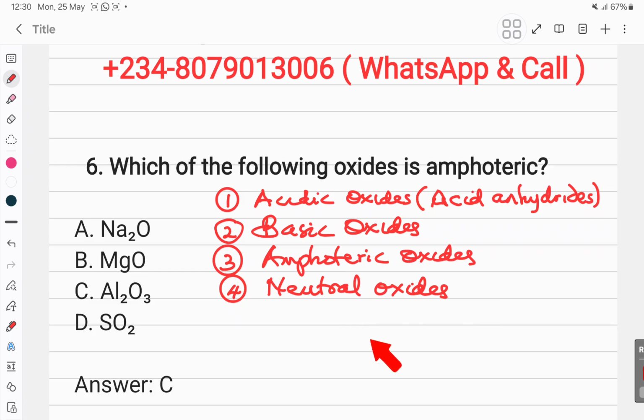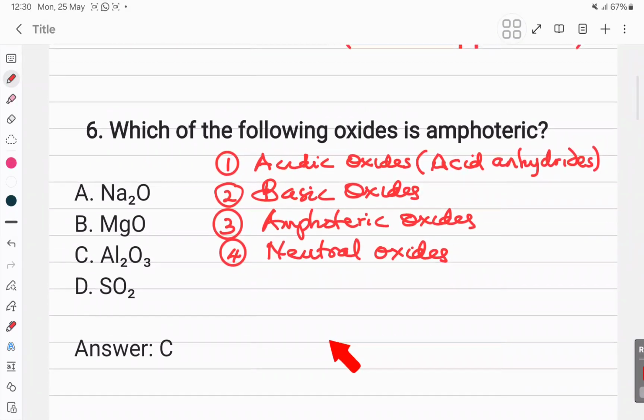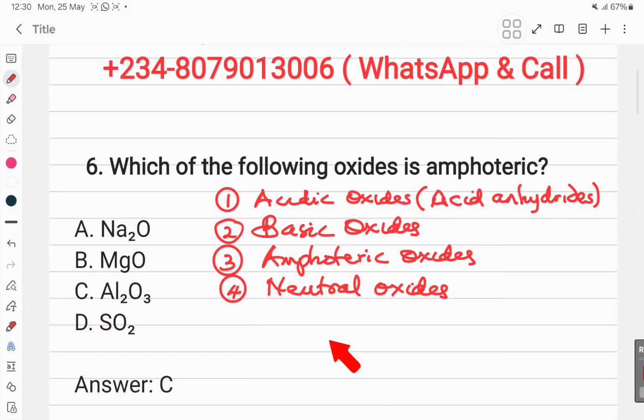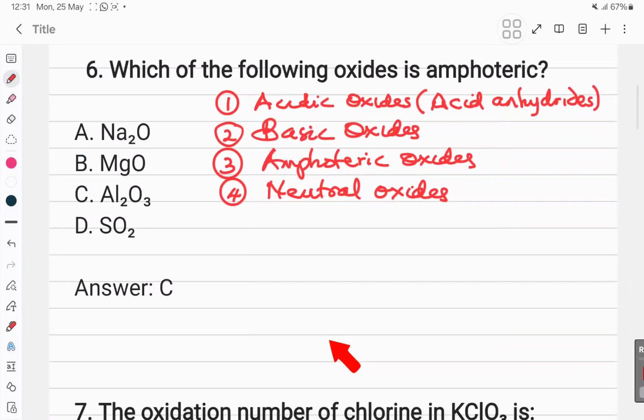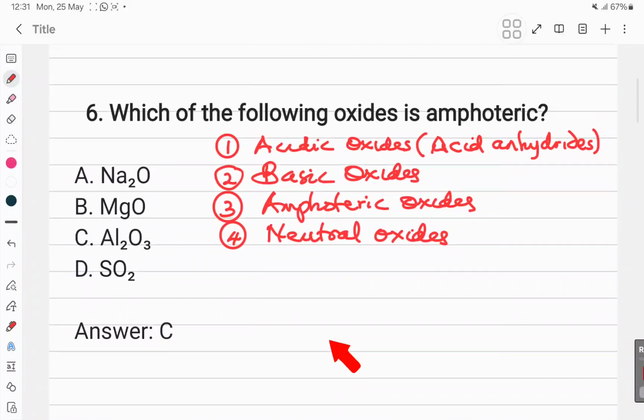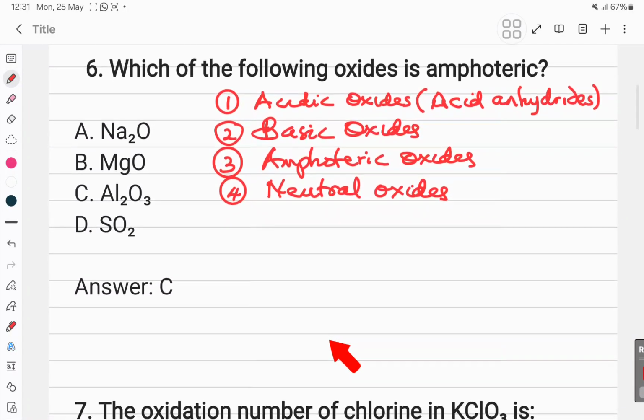Neutral oxides are oxides of non-metals which are neither acidic nor basic. They are neutral. We have common examples like carbon monoxide, or carbon 2 oxide going by IUPAC naming, water H2O, dinitrogen 1 oxide, that is N2O, and so on. Now back to question number 6. The one that is an amphoteric oxide is aluminum oxide. That's C. Aluminum oxide is an amphoteric oxide. It shares the properties of acidic and basic oxides in reactions.